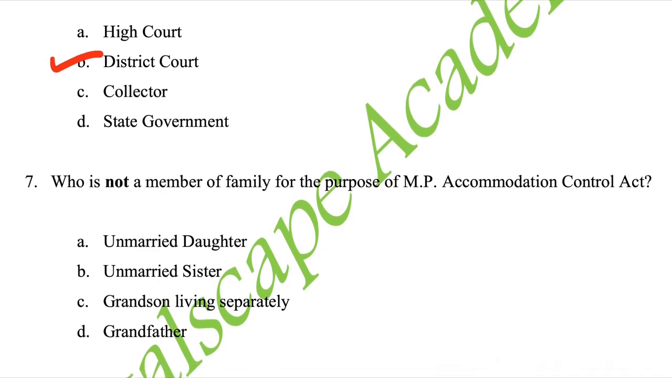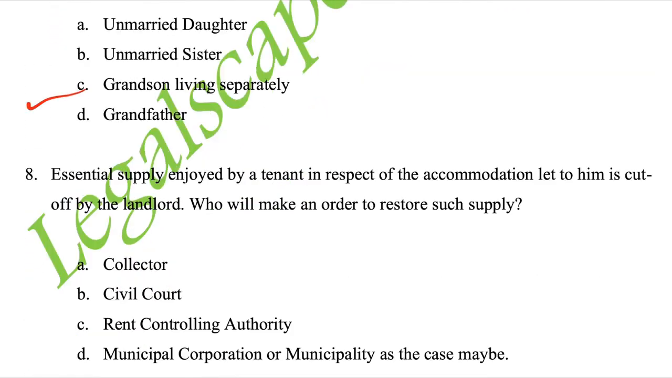A. Unmarried daughter, B. Unmarried sister, C. Grandson living separately, D. Grandfather. Write your answer. Correct answer is C. For this, read section 2E.